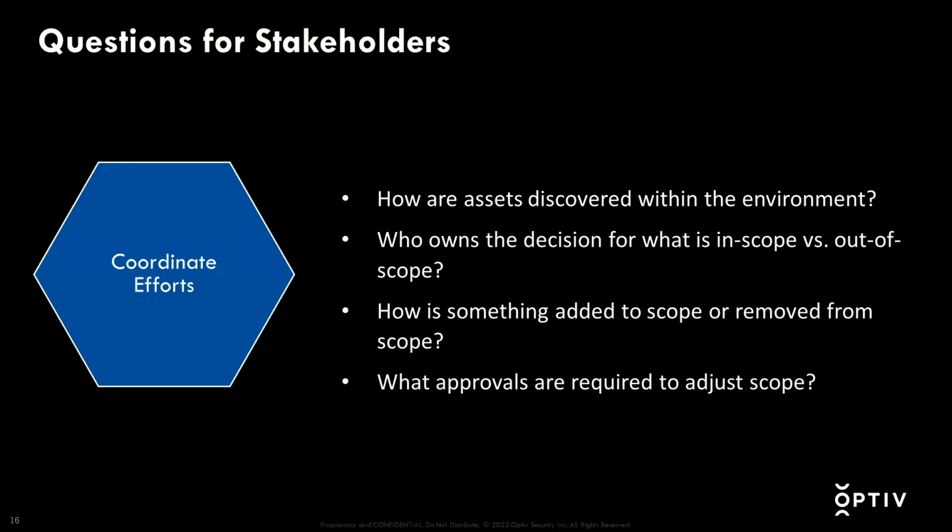Coordinate efforts. How are assets discovered within the environment? Who owns the decision for what is in scope versus out of scope? How is something added to scope or removed from scope? What approvals are required to adjust scope? Helping to reset and define appropriate expectations is essential to creating cohesive interoperability between teams with competing priorities.